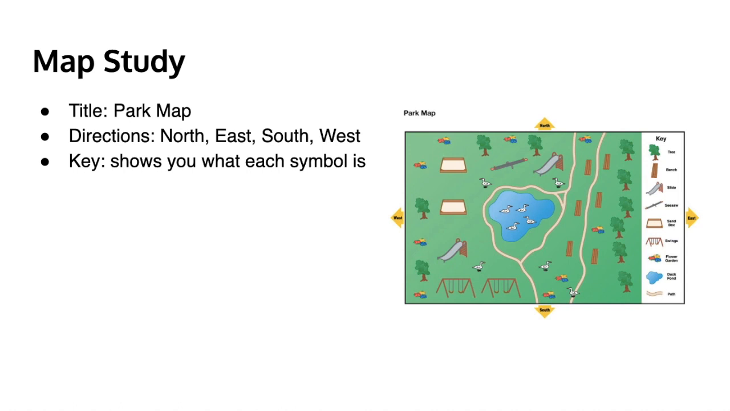So the tree looks like the tree, the benches, those three slats. The slide is right above and below the duck pond, and obviously you can see that for yourself.